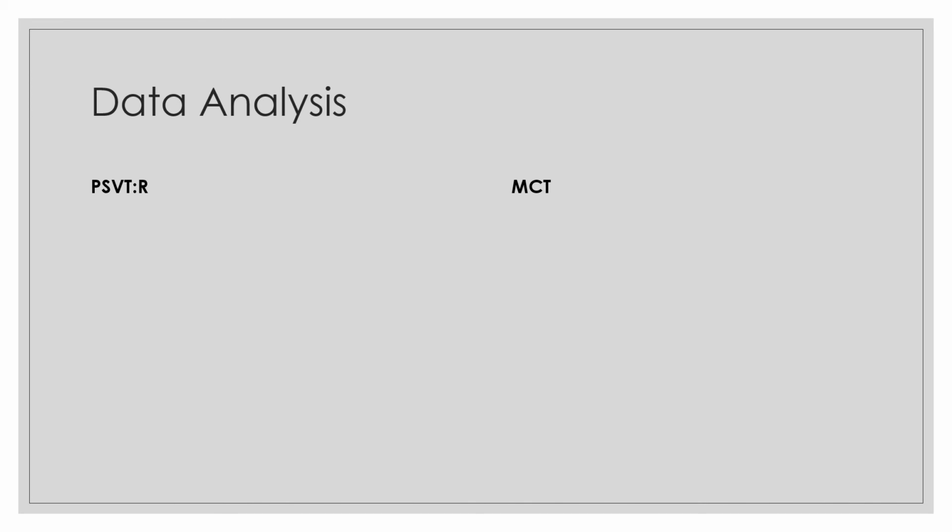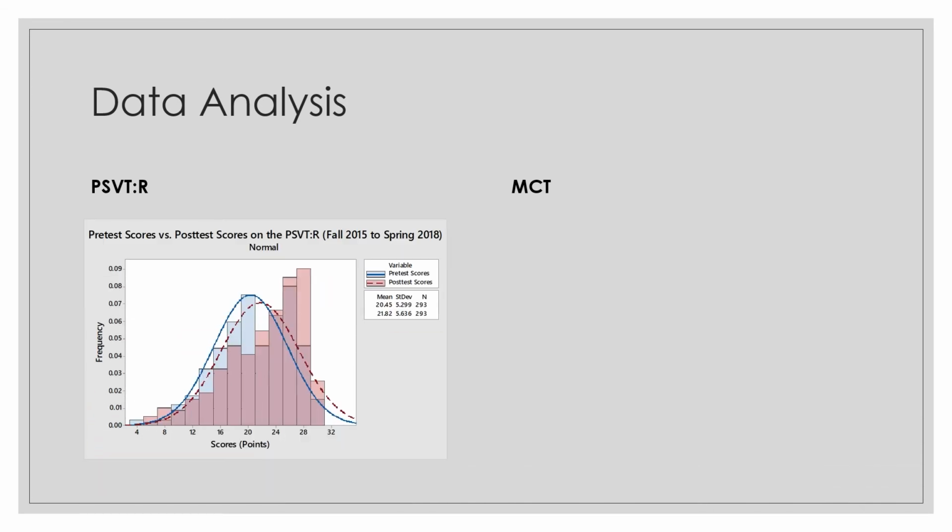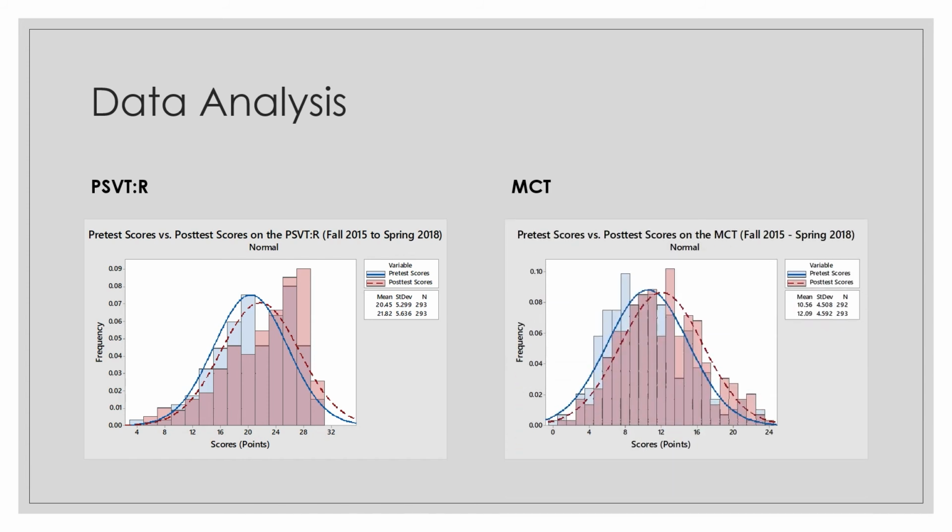Going on to data analysis for the PSVT, we can see that each of the exams is normally distributed. We have the blue, which is the pre-test, with a mean of 20.45, and the red dashed line, which is the post-test. We can see that there is a significant increase in the mean scores of all the students. So that determines that the rotations taught in the class do help with their spatial visualization skills. Moving on to the Mental Cutting Test, we see both normal distributions for the pre-test and the post-test. And again, we can see that there is a significant increase in the point values.